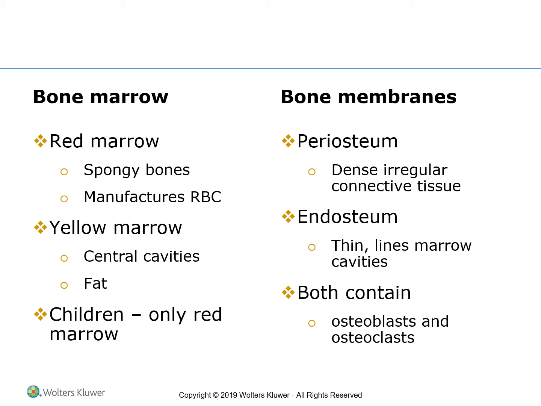Now we have a second membrane that covers the inside of the cavity, the medullary cavity. Now this one is thin, and it's just a lining. Both of them contain both osteoblasts and osteoclasts, because the osteoblast will build the bone while the osteoclast needs to remodel it and make it reach the shape that is needed for the function.